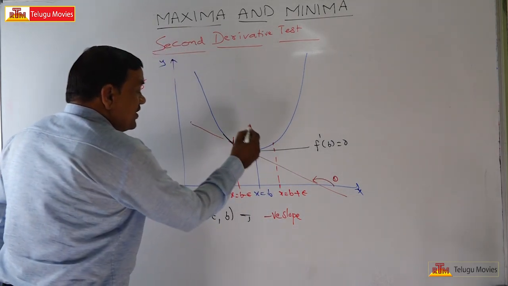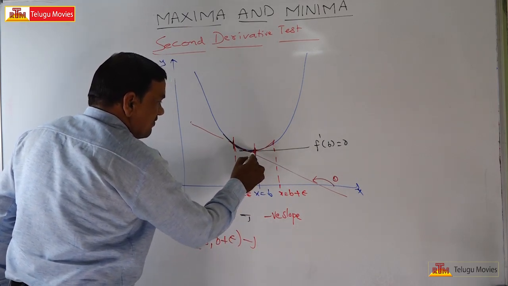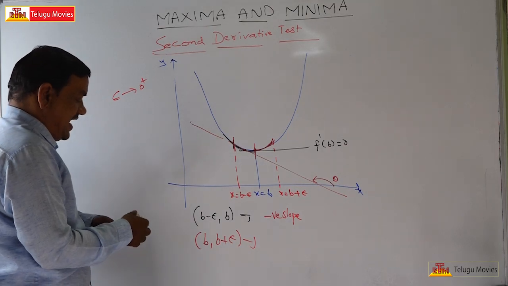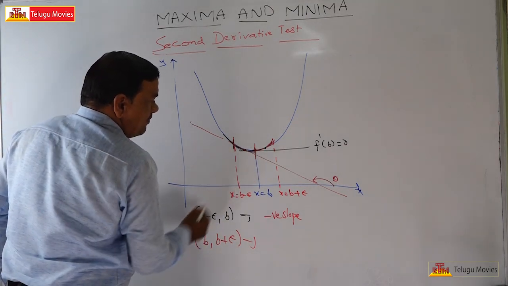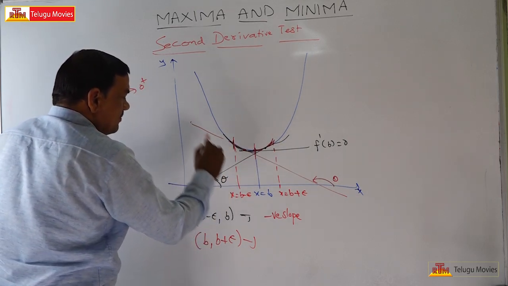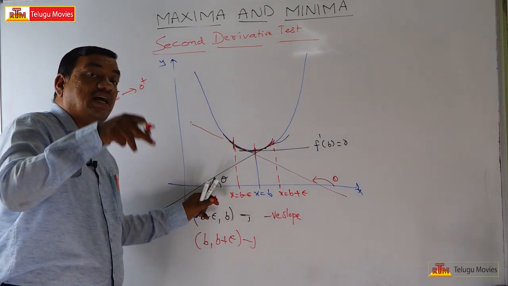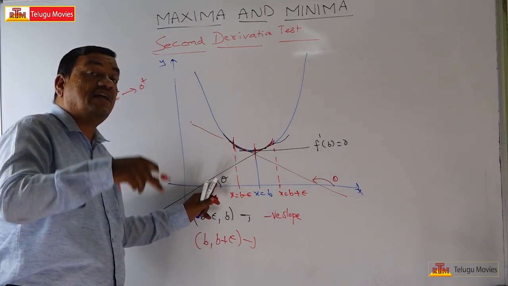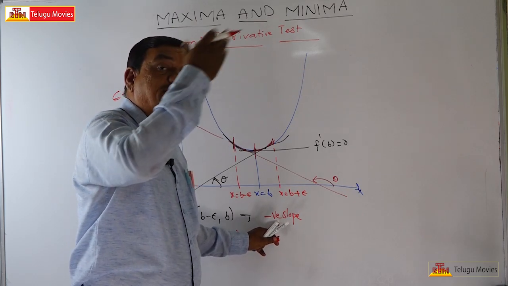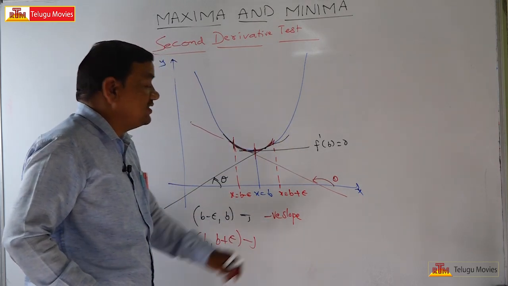Right. If you take from b to b plus epsilon, that means in this interval the function is increasing. If you draw a tangent at any point here, it makes an angle theta with the x-axis, that is an acute angle. Acute angle means theta lies in the first quadrant. In the first quadrant, tan theta is positive. Here, theta is obtuse, more than 90, so it goes to the second quadrant. In the second quadrant, tan theta is negative. That's why the slope is negative.